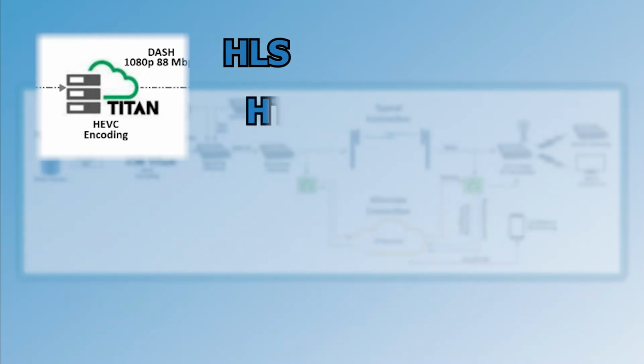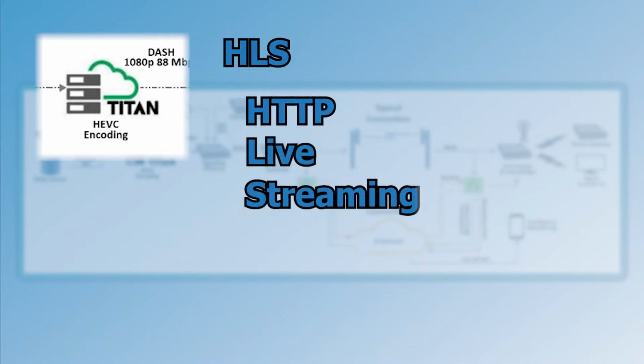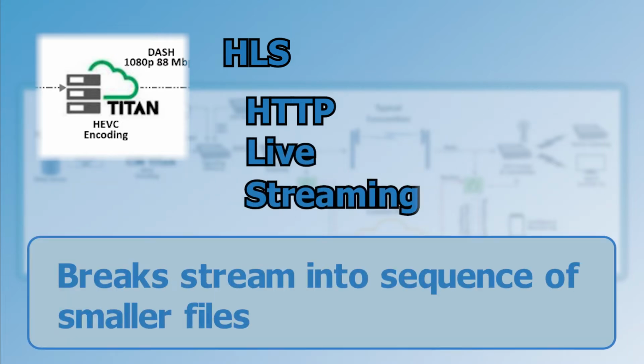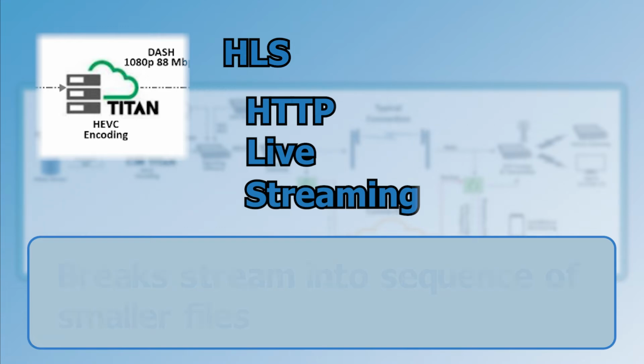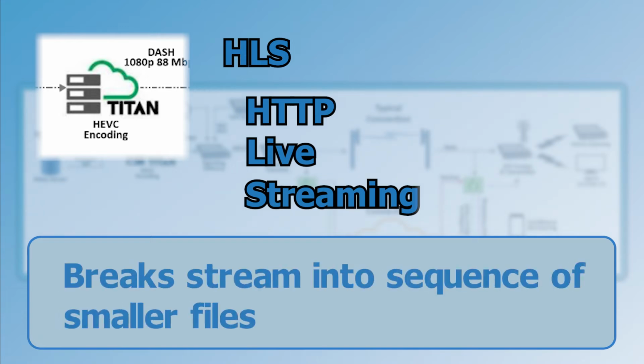HLS stands for HTTP live streaming. HLS breaks the encoded stream into a sequence of small file HEVC downloads at various bit rates, supporting adaptive bit rate for content delivery over unreliable network conditions. HLS is generally used to feed an OTT signal via an origin server.